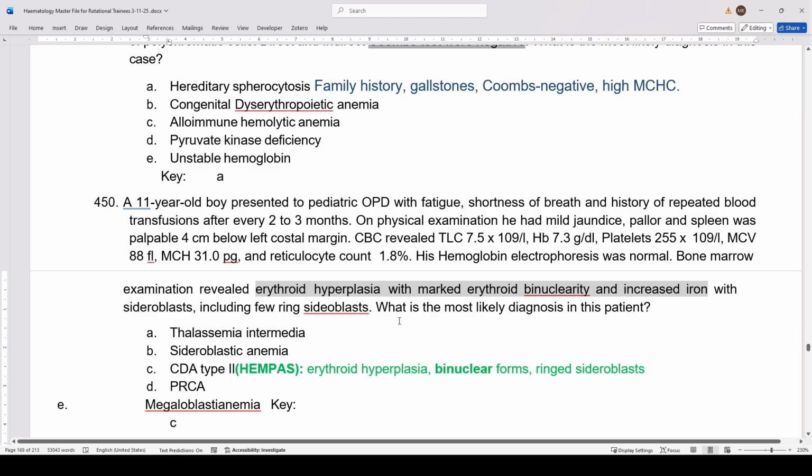In CDA type 2, we have erythroid hyperplasia, and most are binuclear forms. In type 2, just remember 2 and bi. So binuclear forms are seen in type 2 and there are ring sideroblasts.